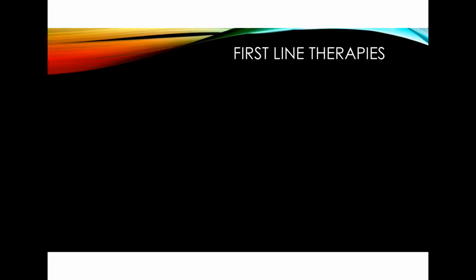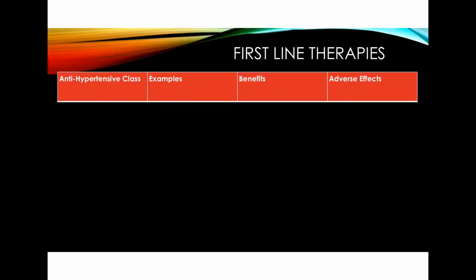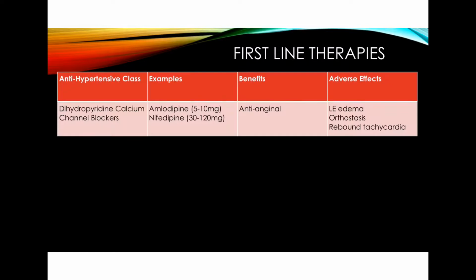If getting the patients to control their blood pressure just using lifestyle modifications is unsuccessful or ineffective, then we do have several options for pharmacologic therapy. The first line agents we would choose are the dihydropyridine calcium channel blockers, including amlodipine and nifedipine. Some of the benefits of choosing this class are that they do have anti-anginal properties for patients who are presenting with chest pain as well.